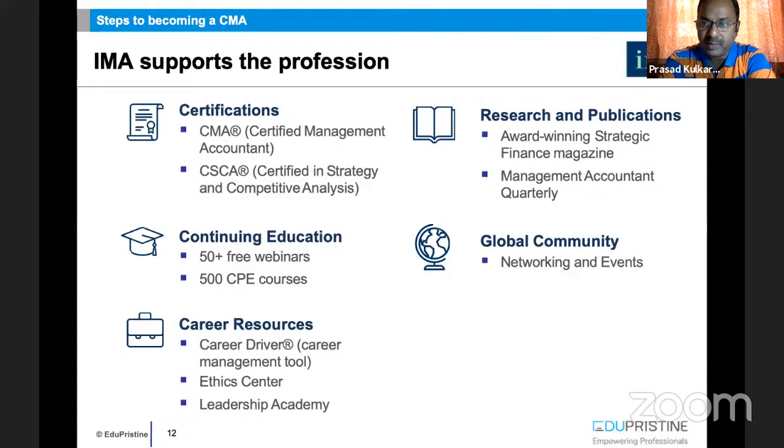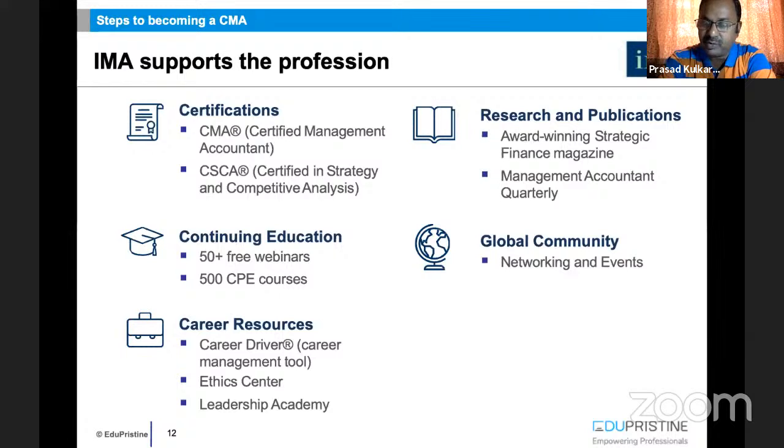You have to make sure that you are up to date about the latest happenings in the world of finance, in the world of business, in the world of technology, and so on and so forth. Okay, career resources: there are career driver and career management tools. There is an ethics center. If you are a professional facing a dilemma in your organization and you don't know whom to approach, there is an ethics center, a dedicated facility by the IMA, where you can vent out your concerns, and they will certainly guide you as to what the next step should be.